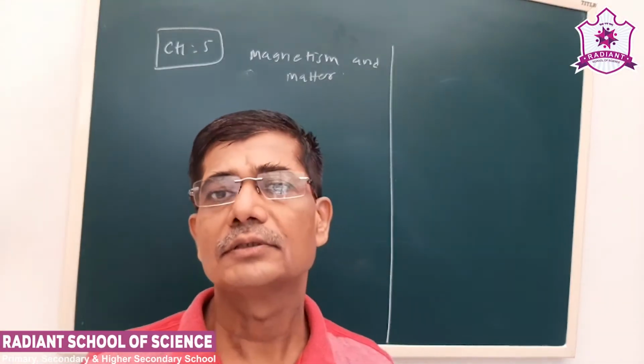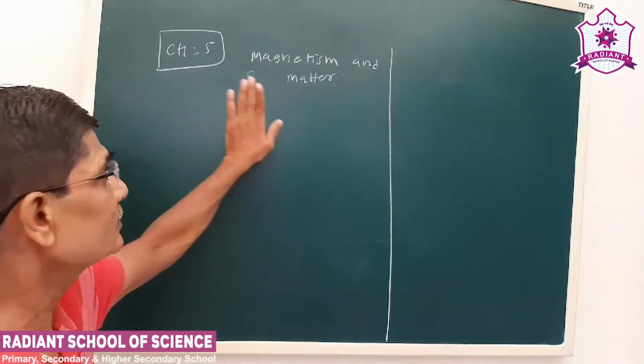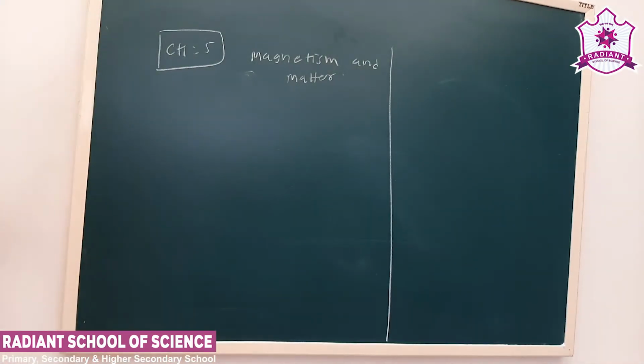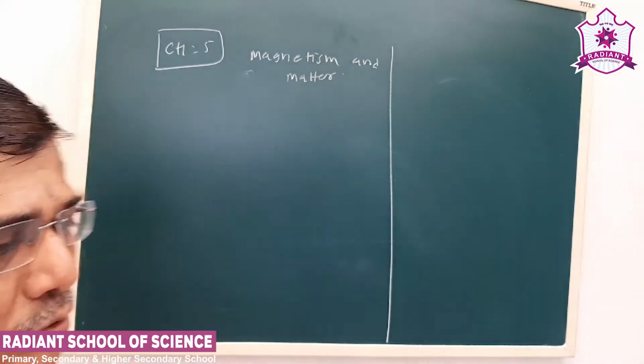Dear students, last time we solved some of the exercise numericals of lesson number 5, that is magnetism and matter. Last time we completed up to exercise sum number 5.8. Now we proceed further.